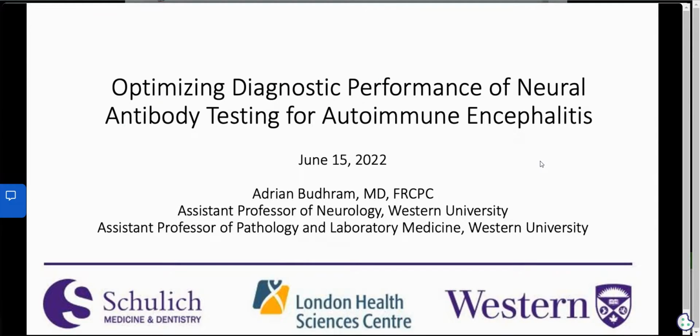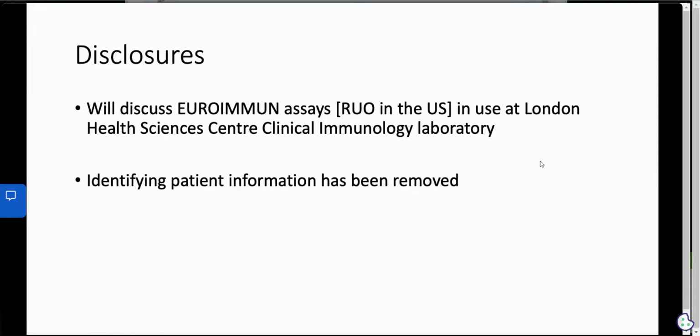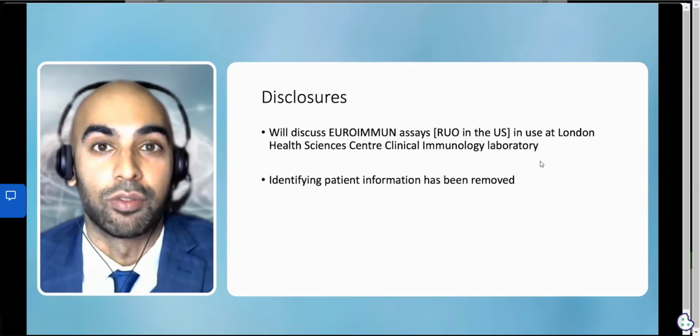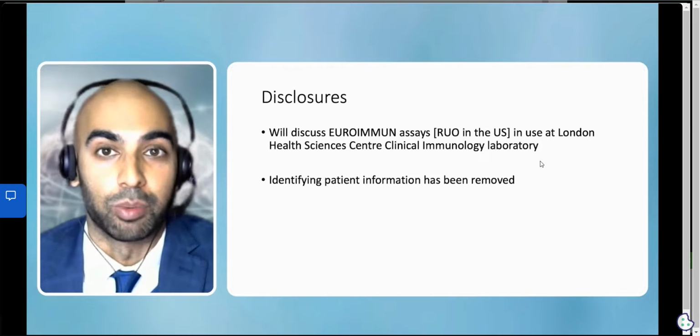So I'm just going to go right into it. In terms of disclosures, I have no personal disclosures, but I will be discussing Autoimmune assays that are research use only in the US and in use here at London Health Sciences Centre Clinical Immunology Laboratory. You might notice that patient information is a bit vague, and that's intentional to protect patient privacy.